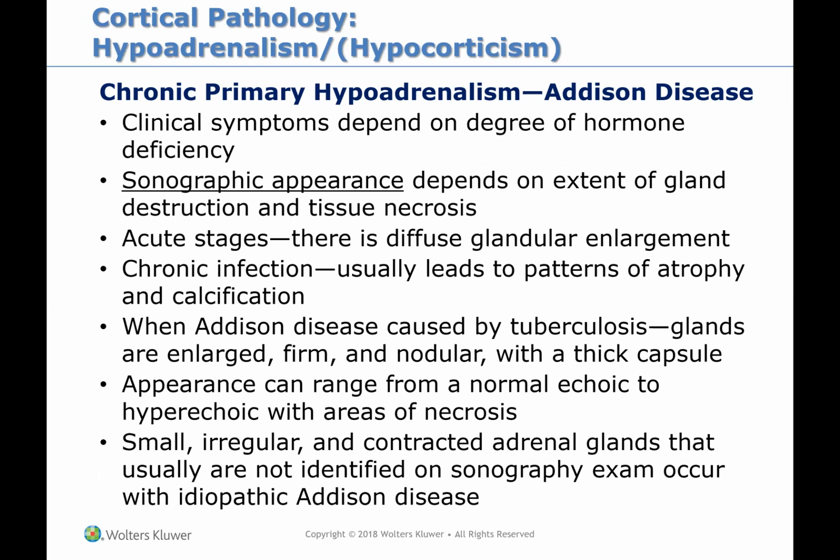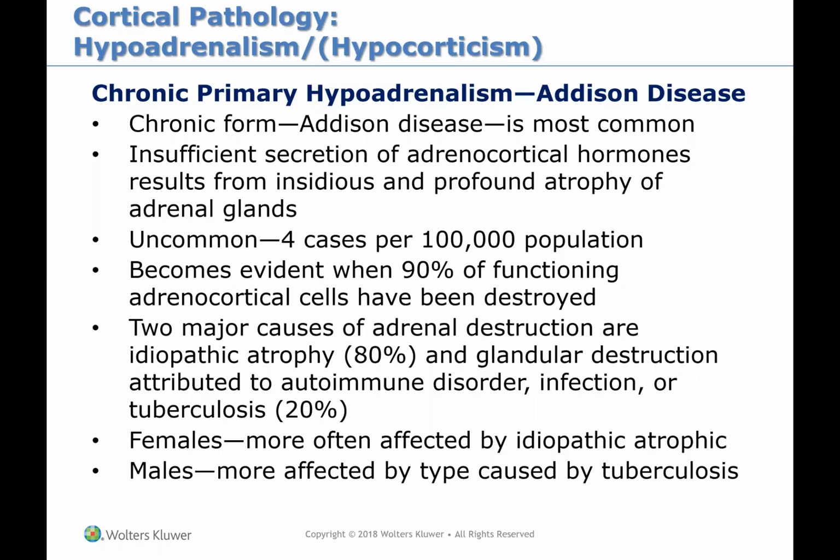Clinical symptoms depend on the degree of deficiency. Sonographic findings depend on the extent of gland destruction and tissue necrosis. So some of the symptoms of Addison disease are abdominal pain, weakness, weight loss, and darkening of the skin. And it usually onsets in middle-aged females.